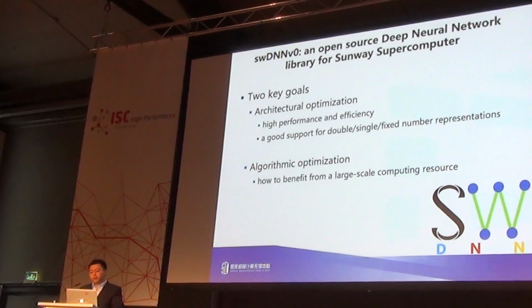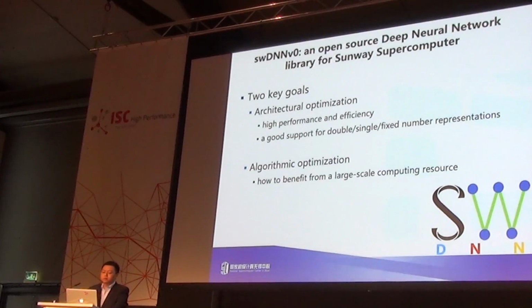So on the Sunway TaihuLight system, we have also started a project to develop an open source deep neural network library. There are two key goals of this project. One is to achieve architectural optimizations so that we can get both high performance and high efficiency for deep neural network training and inference on this Sunway many-core architecture. Based on this hardware architecture, we can provide good support for double precision, single precision, and also fixed point number representations.